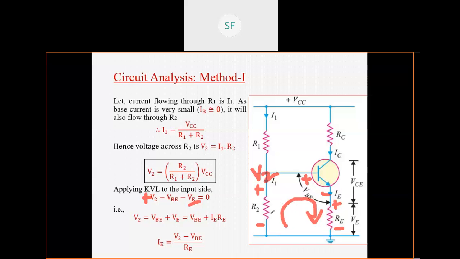Finally you will get the same expression. Okay, so V2 plus, VB will be minus, so minus VB is there. And again the third drop is the drop across RE, so again plus minus, we are moving in this direction, so the last sign is minus, so again minus VE. This total algebraic sum equals 0. This is your Kirchhoff's voltage law.